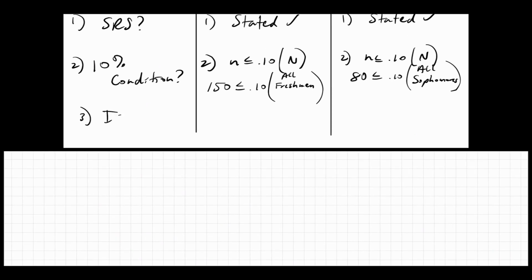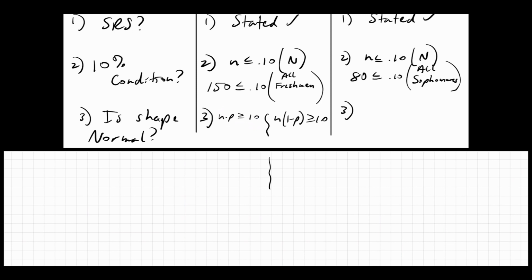Last one is shape: normal. So n times p is greater than or equal to 10, and n times 1 minus p is greater than or equal to 10.